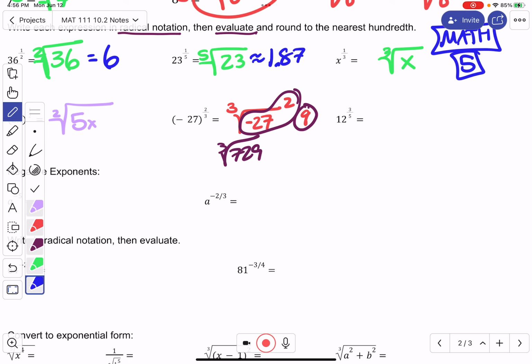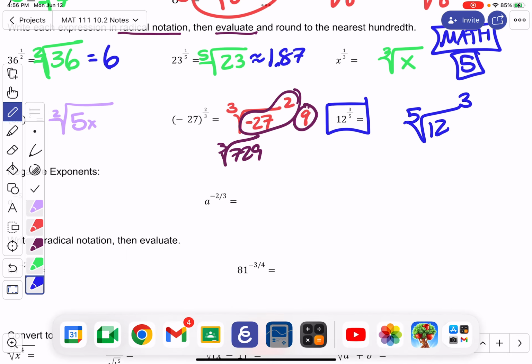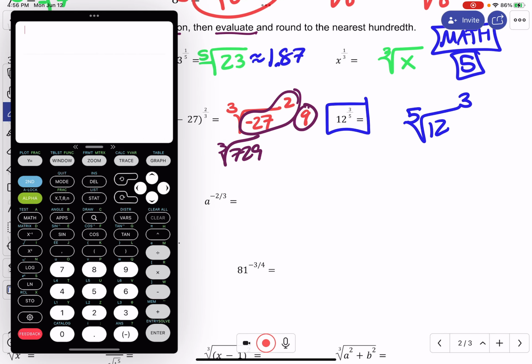All right, so you should pause the video and try this last one, see how you do. All right, our radical notation would be the fifth root of 12 to the third. And then in my calculator, I could type one of 2 ways. I could do 5 here, 12, go outside and do caret 3.